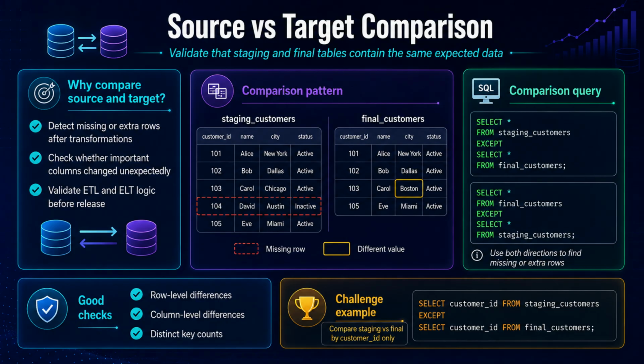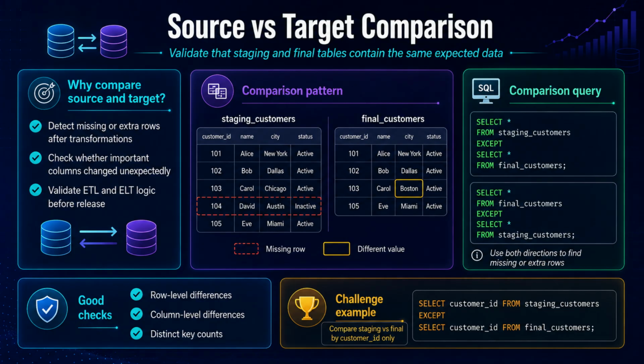The SQL pattern on the right uses except. The first query returns records that exist in staging but do not exist in final. This helps us find rows that were expected in the target table but never arrived. The second query does the opposite. It returns records that exist in final but do not exist in staging. This helps us find extra rows that should not be in the target table. Using both directions is important because source versus target comparison is not complete with only one query. One direction finds missing target rows, and the other direction finds unexpected extra target rows.